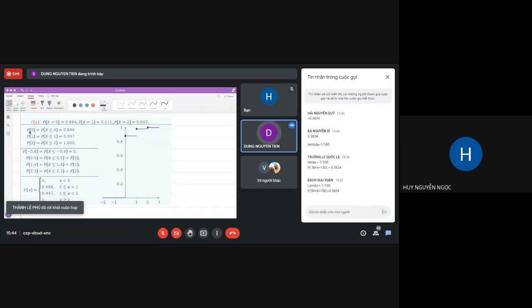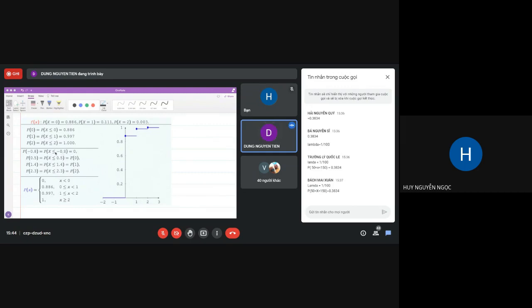You can find F of 0, which is the probability that X is less than or equal to 0. So you get 0.886. F of 1 is the probability that X is less than or equal to 1. You get 0.997. The probability that X is less than or equal to 2, you get 1, right? And then you can find the probability that X is less than or equal to minus 0.8.